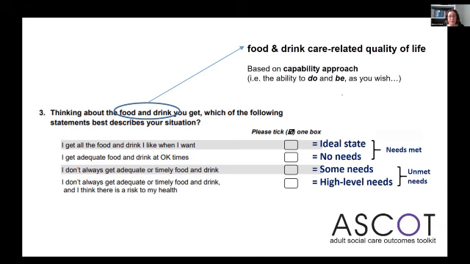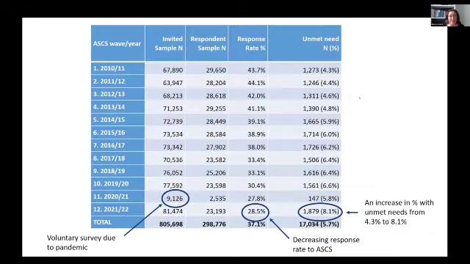So what we did with this project is we actually looked at the data. This table is showing us the data that we had. And you can see that the adult social care survey has been going on for quite a few years. The oldest data set we have is from back in 2011. And for this study, we looked at the wave in 2022. And we looked every year as we were going through.